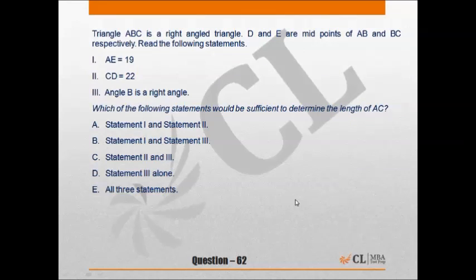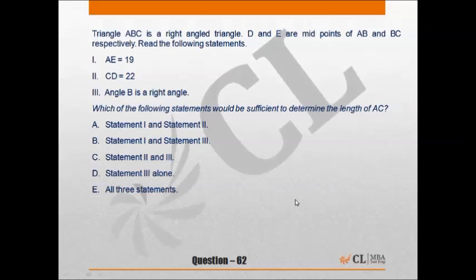In this problem it is given that ABC is a right angle triangle, D and E are midpoints of AB and BC respectively, and there are three statements on the basis of which we have to check which of the statements or a combination of statements is sufficient to determine the length of AC.